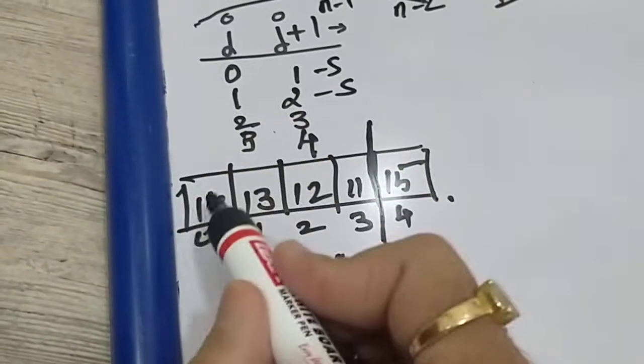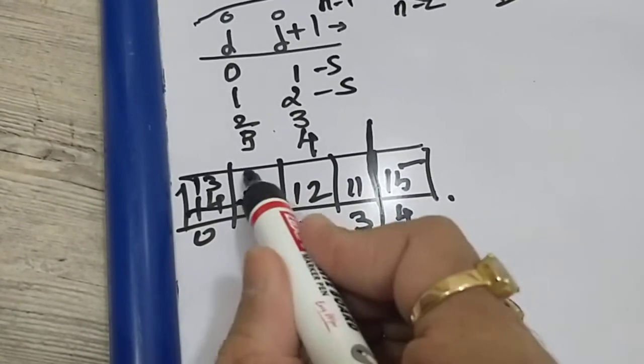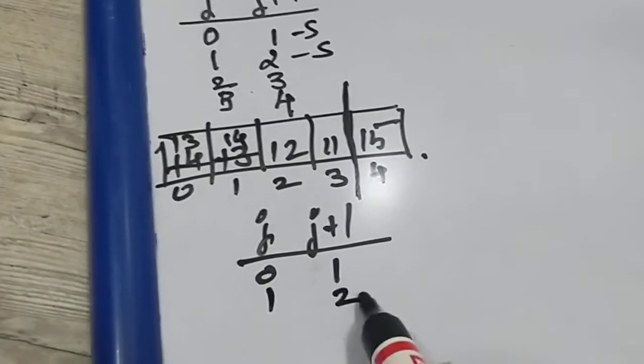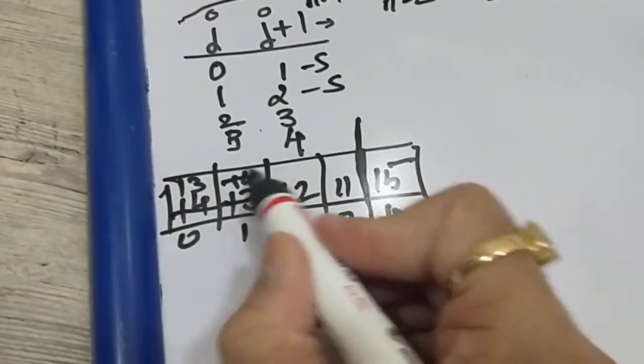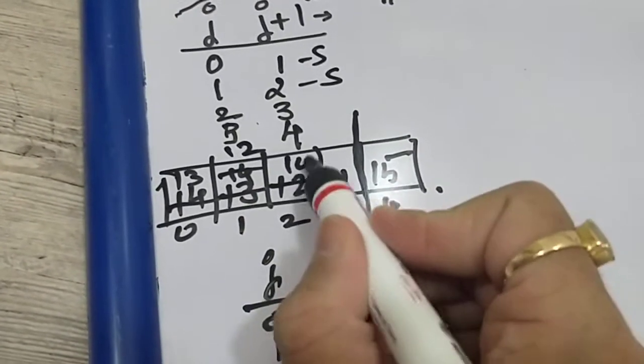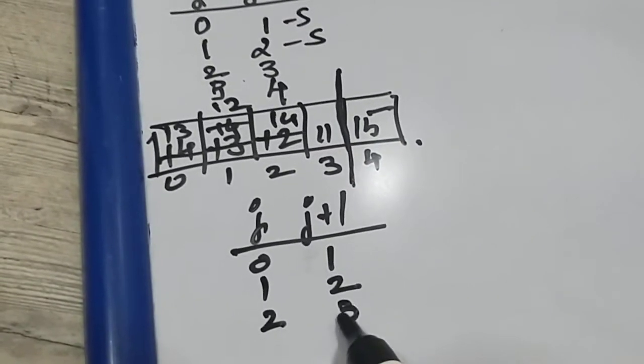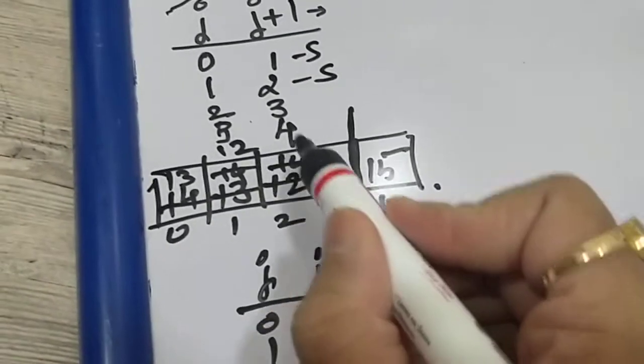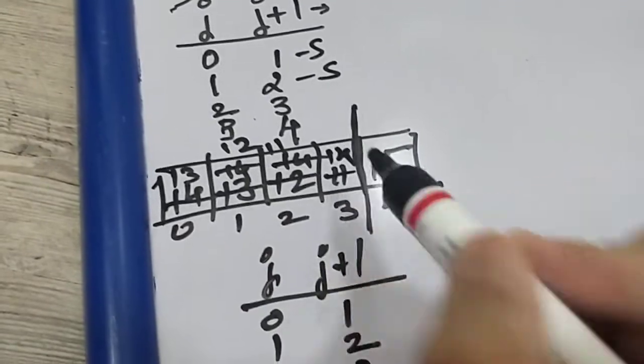Yes. So we'll have 13 and 14. Is a of 1 greater than a of 2? Yes. So we'll have 12 and 14. Is a of 2 greater than a of 3? Yes. We'll have 11 and 14.